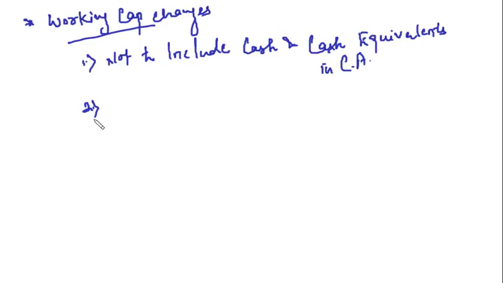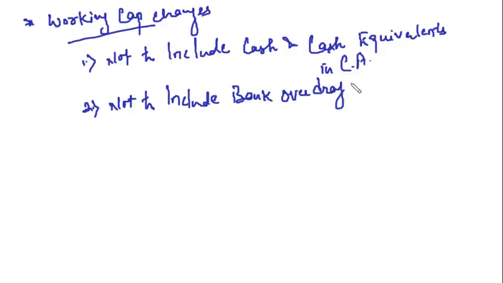And then not to include bank overdraft and cash credit in current liabilities, because these are financing activities. Just remember these two points. Okay.